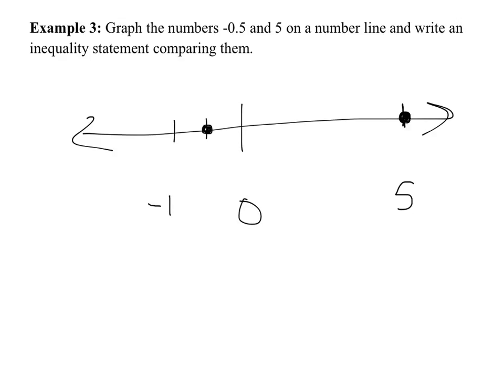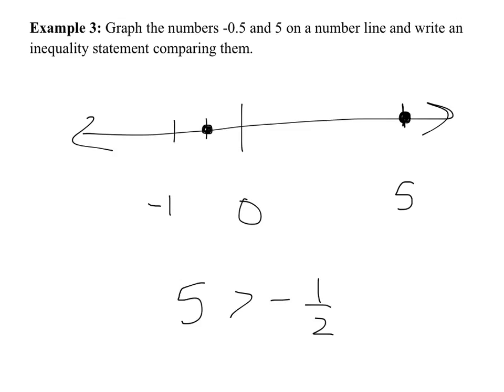What would the inequality statement say? How do you compare these two numbers? Which is larger than the other? Anybody? Which number is bigger here? What is it? 5, good. So I would say 5 is greater than negative 1 half. How do I know that? Because 5 is to the right of negative 1 half on the number line. I know this seems so trivial and basic, but it's good to understand the interpretation. To the right of something means bigger than. To the left of something means less than.